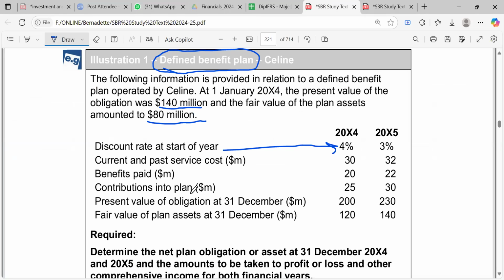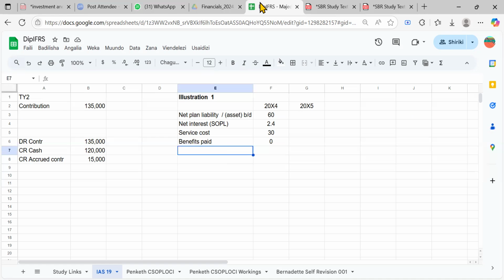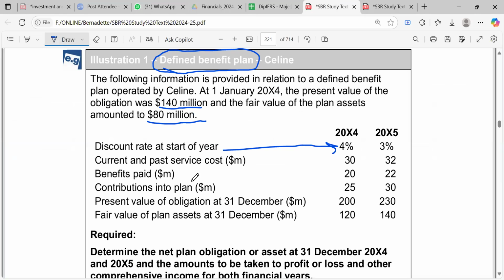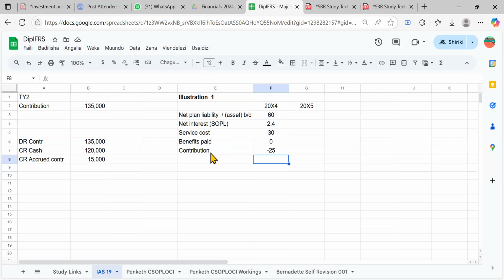Contributions into the plan. How much was contributed? 25. Contribution, these are like investments, yeah? Yes, 25. So it's an asset, so we say negative how much? 25. Because I said the asset should be negative. And then we are done, right? Yes. So since we are done, we could get our figure here.